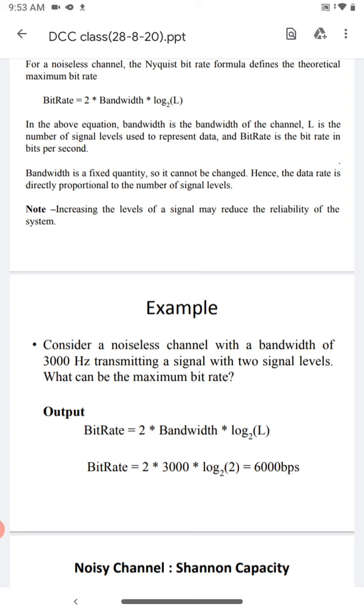Then the bandwidth is a fixed quantity, so it cannot be changed. Hence the data rate is directly proportional to the number of signal levels. But one thing to note: increasing the level of a signal may reduce the reliability of the system.